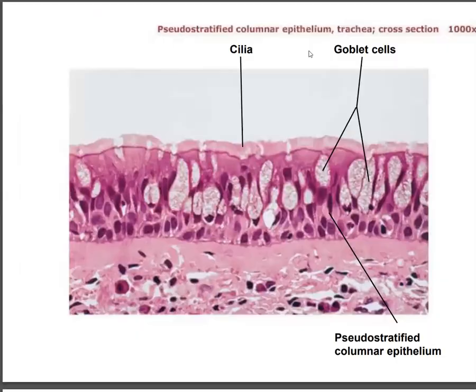This is what it looks like under a slide. This is darker than our slides, but you're seeing it looks extremely messy. There's nuclei squeezed in and out of everything. And then you see these eyelash hairs up here. Those eyelash hairs are called cilia. If you see a tissue that looks extremely messy with eyelash hairs, that clues you in that this is pseudostratified columnar epithelium.